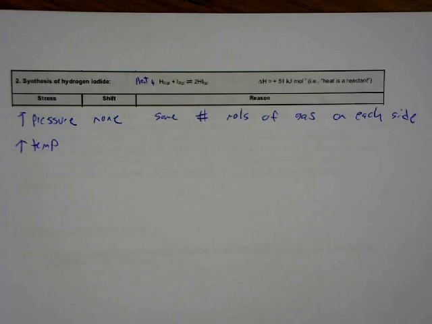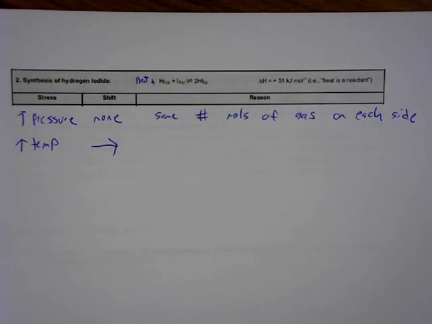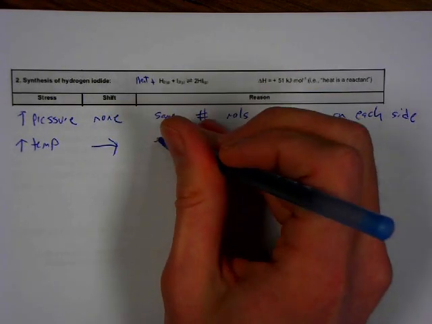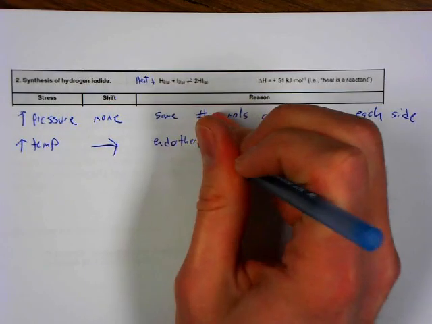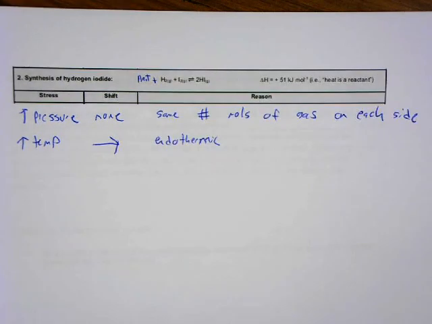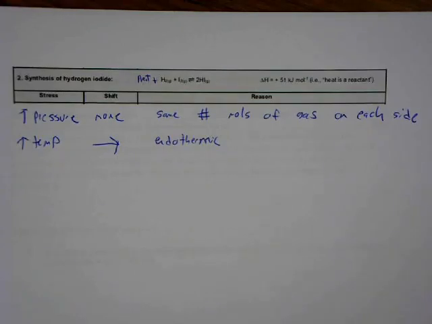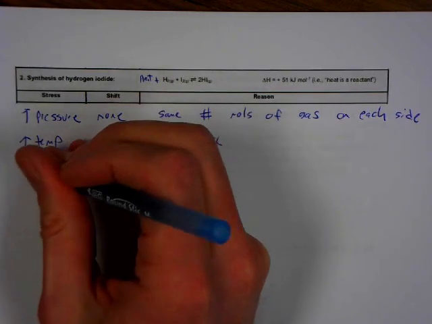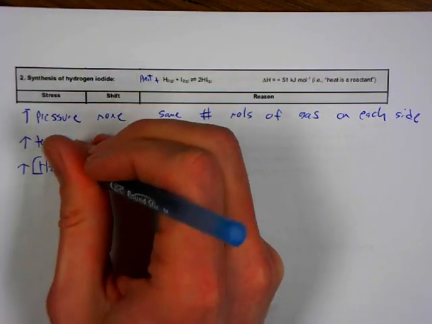Okay. What if I increase temperature? Which way will it shift? Right. Why? Because the heat's on the left. It's endothermic. So you have to add heat to shift it to the products. What if I increase concentration of H2?